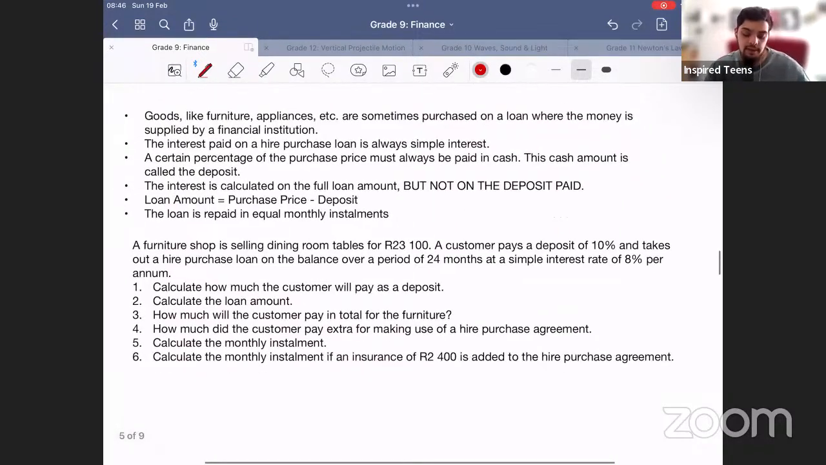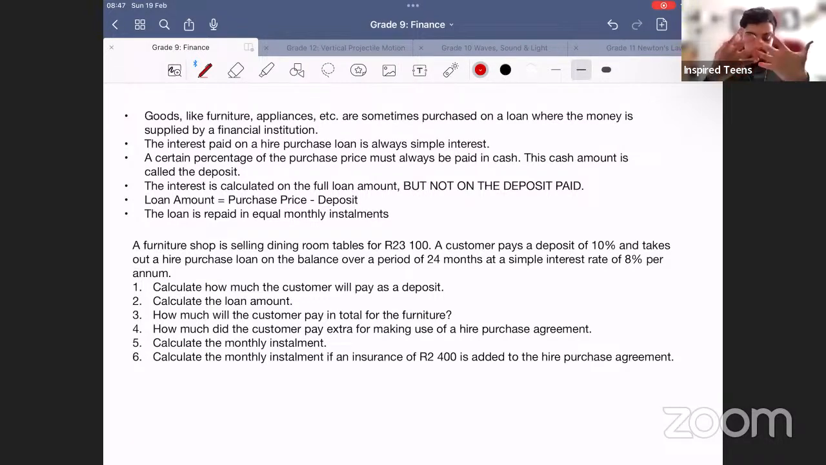So let's read what they say. Goods like furniture, appliances, etc. are sometimes purchased on loan where the money is supplied by a financial institution. The interest paid on a hire purchase loan is always simple interest. A certain percentage of the purchase price must always be paid in cash. This cash amount is called the deposit. The interest is calculated on the full loan amount, but not on the deposit paid. Loan amount is equal to purchase price minus deposit. The loan is repaid in equal monthly installments.